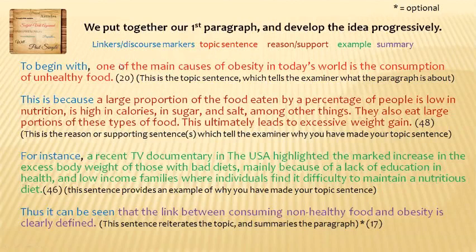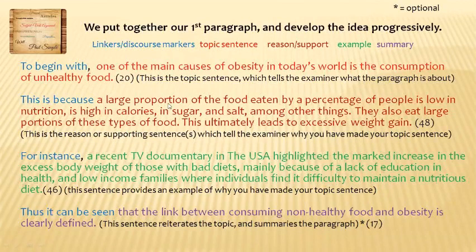One of the main causes of obesity in today's world is the consumption of unhealthy food. This topic sentence tells the examiner what the paragraph is about, eating unhealthy food. This is because, again, this is our marker that tells the examiner that I'm writing about the reason for this. This is the reason for our topic. Everything points back to the topic sentence, as we know. So you will hear me referring back to it all the time, just so you can get that idea in your head. Everything must refer back to the topic sentence.